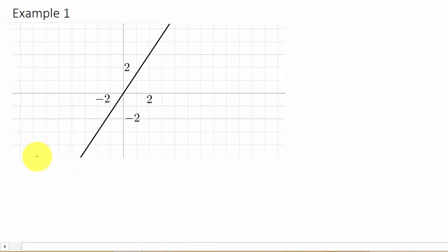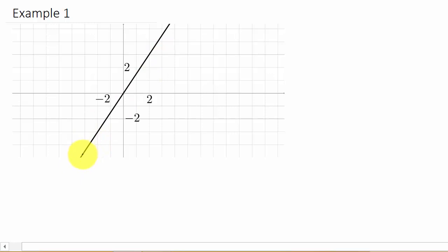Now, whenever we want to find the interval where a function is increasing, decreasing, or constant, we want to know over what x values it is increasing, decreasing, and constant. Okay, so let's look at this one.